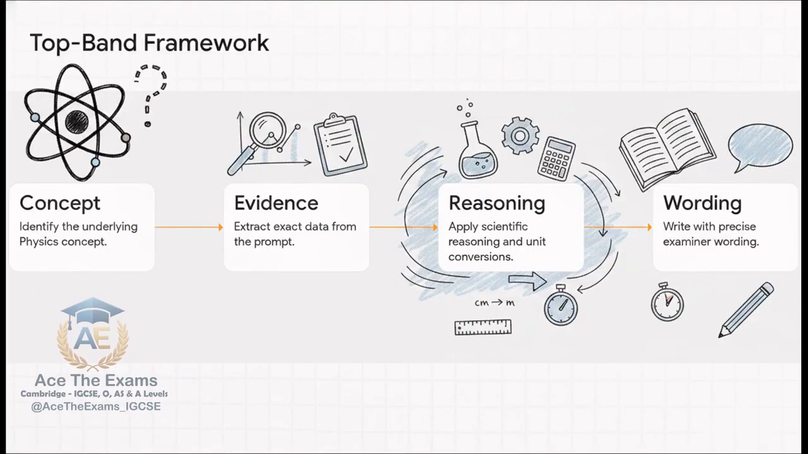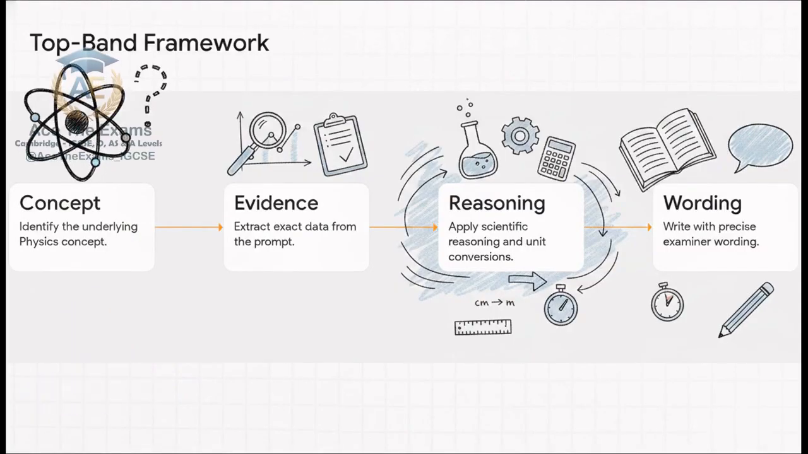And this brilliantly illustrates the 4-step top band answer framework. Think of it as your master key. First, you identify the underlying physics concept. Second, you extract the exact evidence or data from the prompt. Third, you apply scientific reasoning, and this is exactly where your equations and unit conversions come into play. And fourth, you write it down using precise examiner wording.